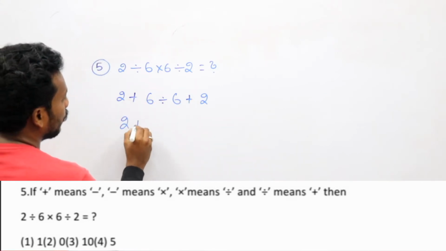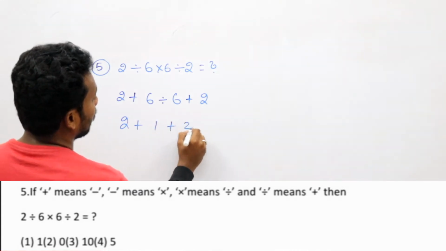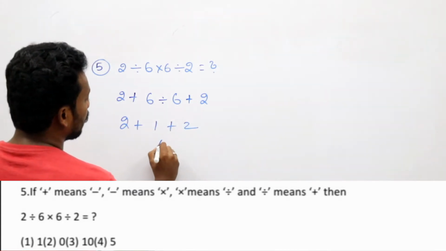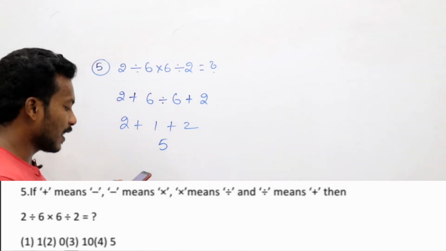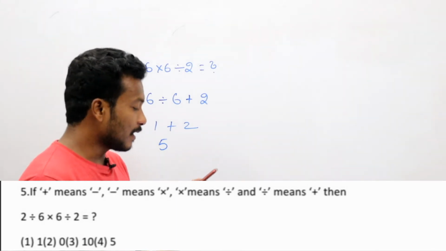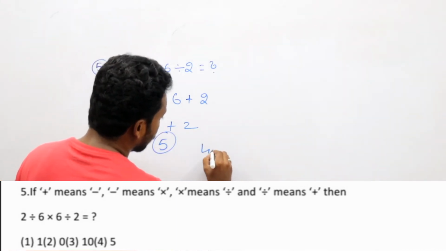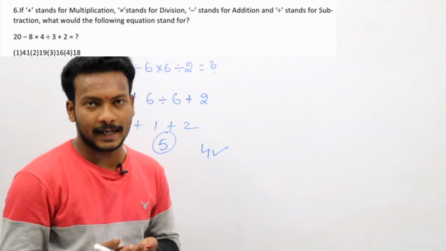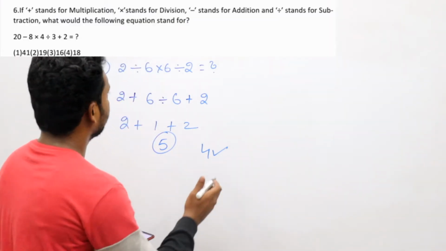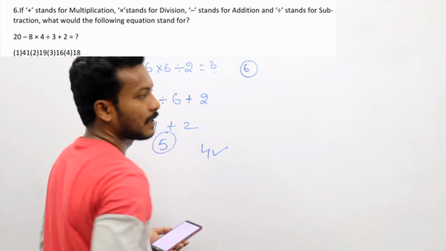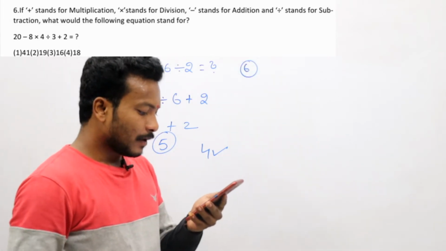Now 2 plus 6 divided by 6, 1 plus. 2 plus 1, 3. 3 plus 2, 5. Our required option is 5. Now 5 is in the fourth option. Now fourth option is the correct answer. Right? Next, sixth question.